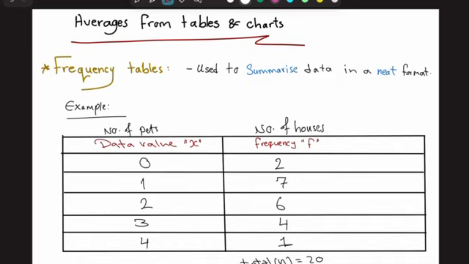So we have 1 pet, okay, per house. In this case 7 houses. So the mode here in this case is 1.